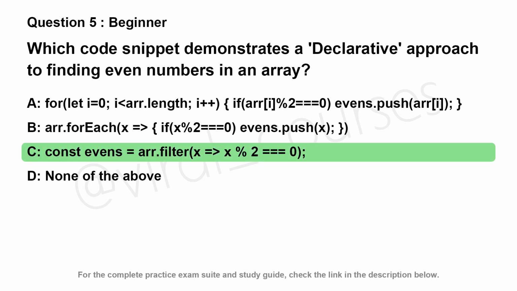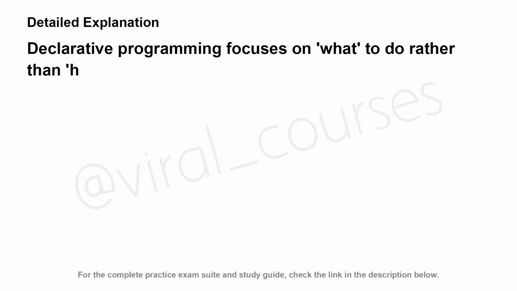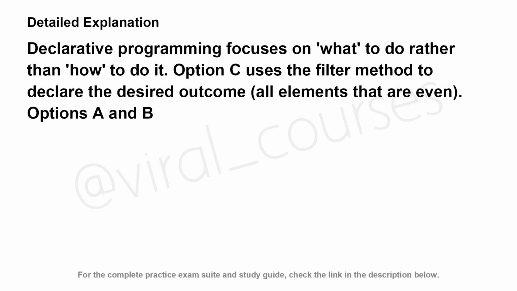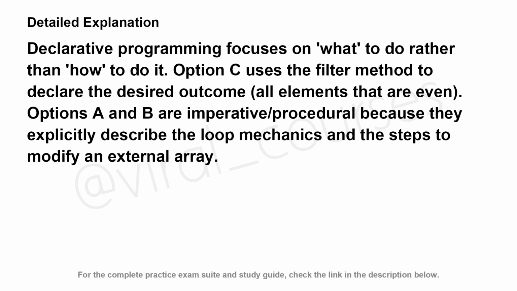The correct answer is C. Declarative programming focuses on what to do rather than how to do it. Option C uses the filter method to declare the desired outcome: all elements that are even. Options A and B are imperative, procedural approaches because they explicitly describe the loop mechanics and the steps to modify an external array.